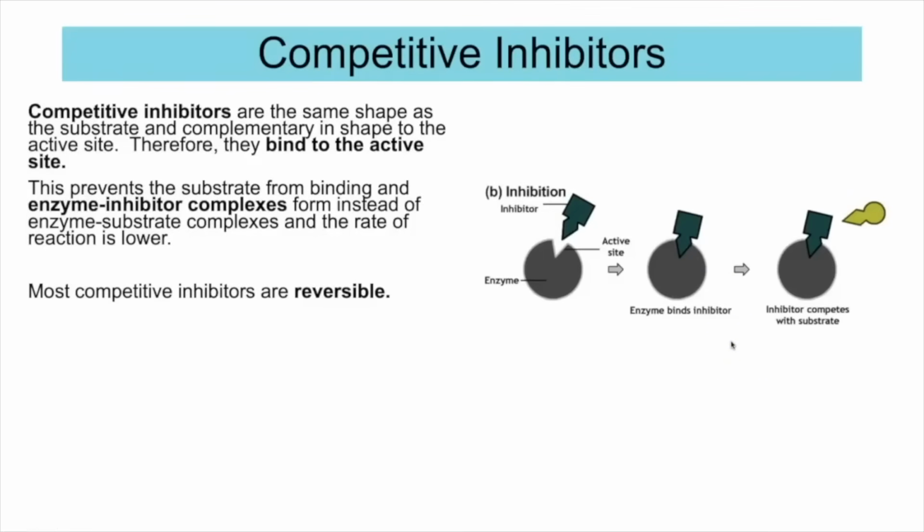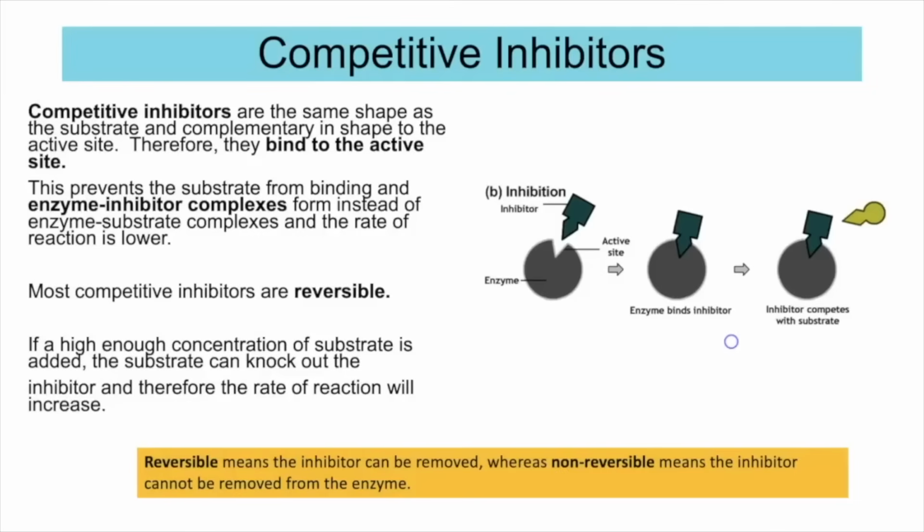Now, most competitive inhibitors are reversible, and reversible means that they can be removed from the enzyme. Whereas if it was non-reversible, that means it is permanently bound to that enzyme. Now, the relevance of that is, if you were to add in a much, much higher concentration of substrate, they would actually start colliding and banging into the inhibitor, knocking the inhibitor out, and therefore the substrate would then be able to bind. So with competitive inhibitors, at high concentration of substrates, they actually don't have any impact anymore.